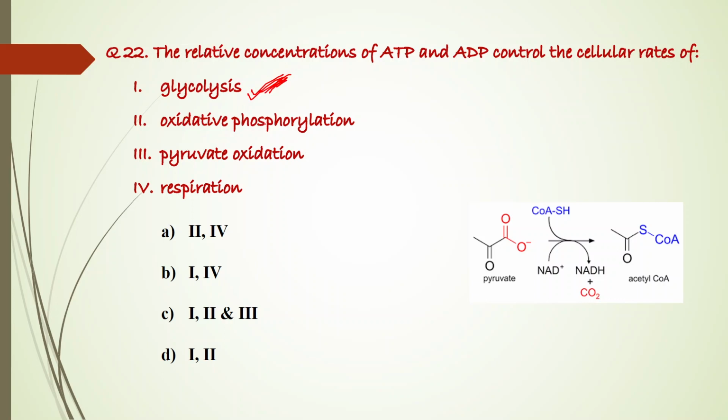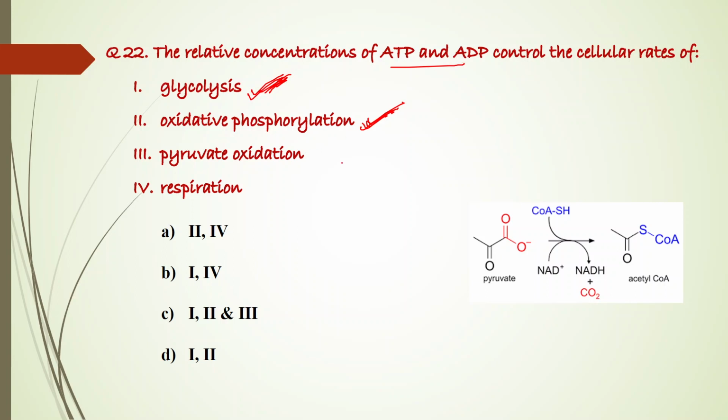The second one is oxidative phosphorylation. We are learning this actually. Oxidative phosphorylation means the process of the synthesis of ATP through all the electron transfer processes. Obviously, in case of oxidative phosphorylation, as we are dealing with the synthesis of ATP, the concentration of ATP and ADP will be very important in that case. So again, oxidative phosphorylation is heavily dependent on the concentration of ATP to ADP to control the cellular rates.